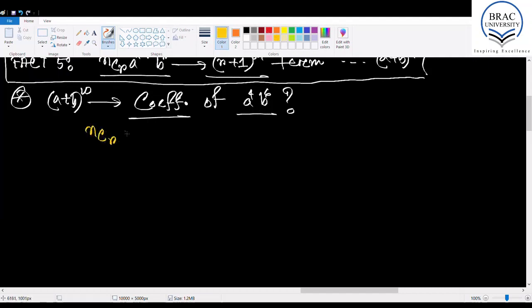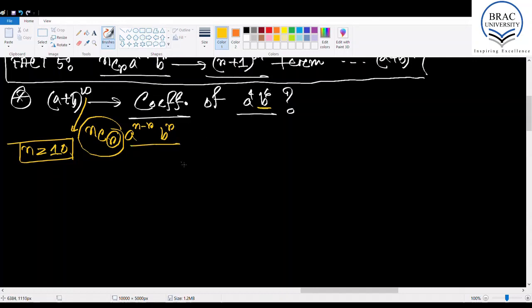The general term is nCr a to the power n minus r into b to the power r. So the coefficient here is nCr. Okay, so you'll have to determine nCr, and as you can see, you are given the value of n equals 10. So the only thing you have to do is determine the value of r. Is it that difficult? No, because in this case the power of b equals 6, and in the general term the power of b equals r.